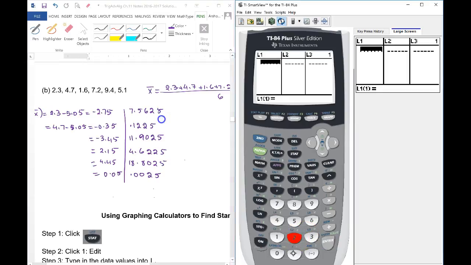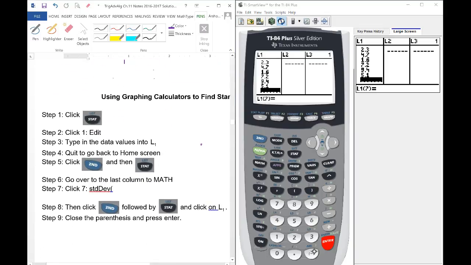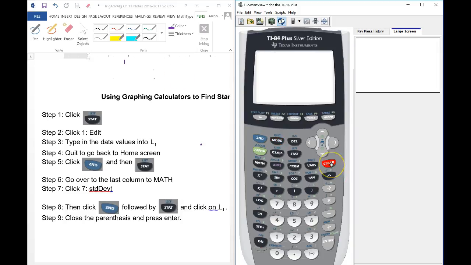We have 2.3, 4.7, 1.6. We're going to do the ones that we were just doing, the one right above that. Okay? So 1.6, 7.2, 9.4, 5.1. Okay? Now, you quit, so second quit. This is the home screen.